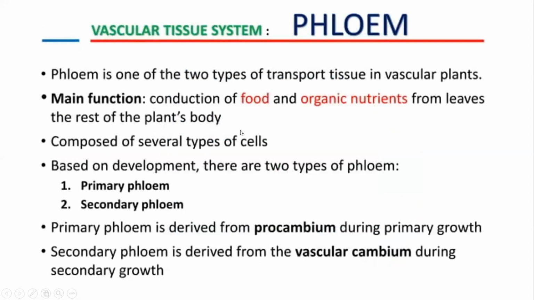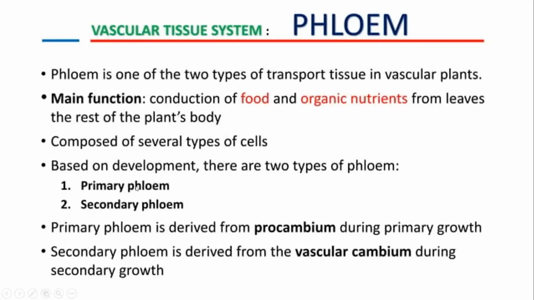Here the xylem transports water and minerals from the root system to all other parts, whereas the phloem mainly helps in the conduction of food and organic nutrients from the leaves, where the food materials are synthesized. From there, they are transported to all other parts of the plant. It is composed of several types of cells.